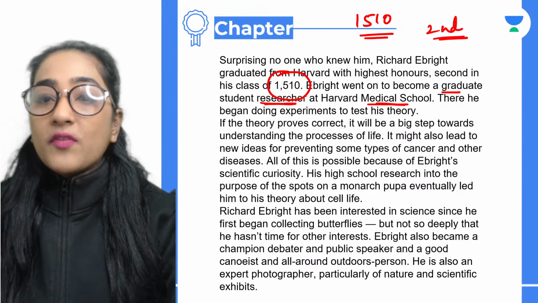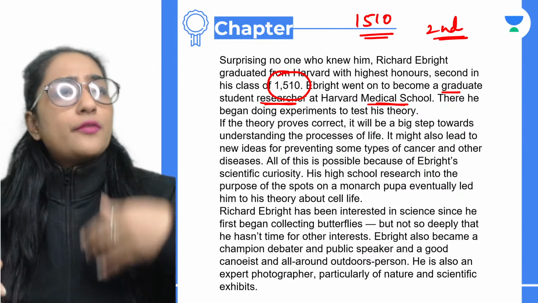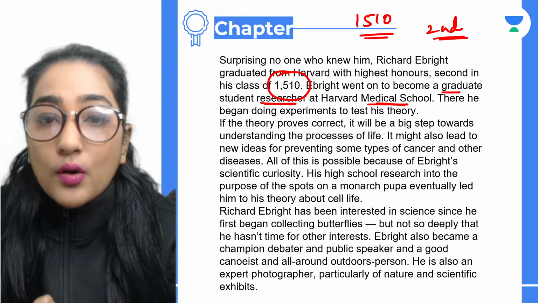So, now, this is also mentioned that finding this out can help us understand how we can prevent and cure big diseases like cancer and others. All of this is possible because of Ebright's scientific curiosity.